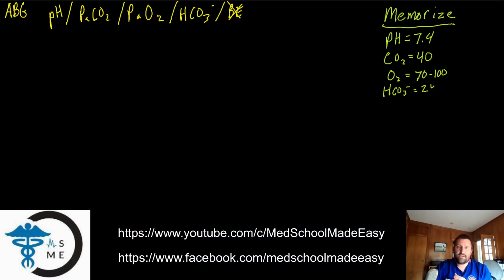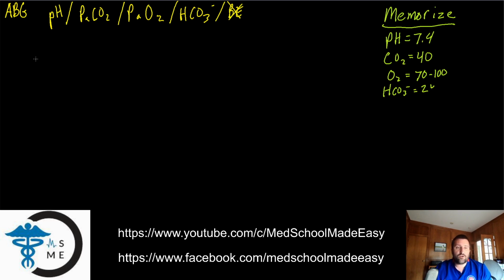Notice how at the top I did list our parameters of arterial blood gas. I did cross out the base excess or base deficit. I think that's the least important one that you have to know, as well as give you some parameters to memorize over here on the right hand side. You do need to commit these to memory so that way you know what's going on.